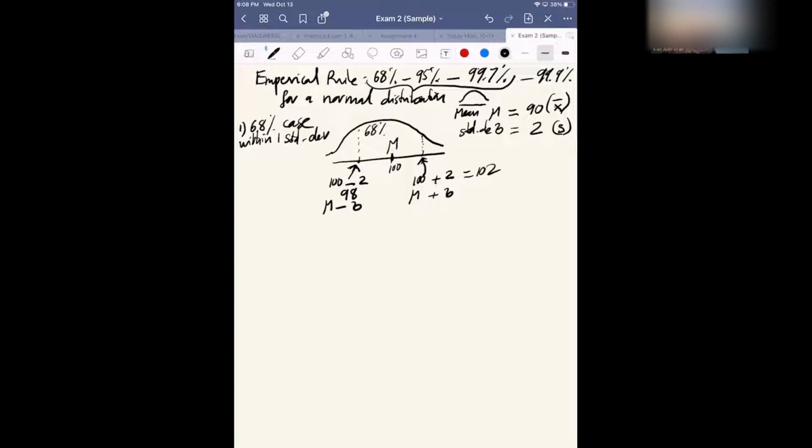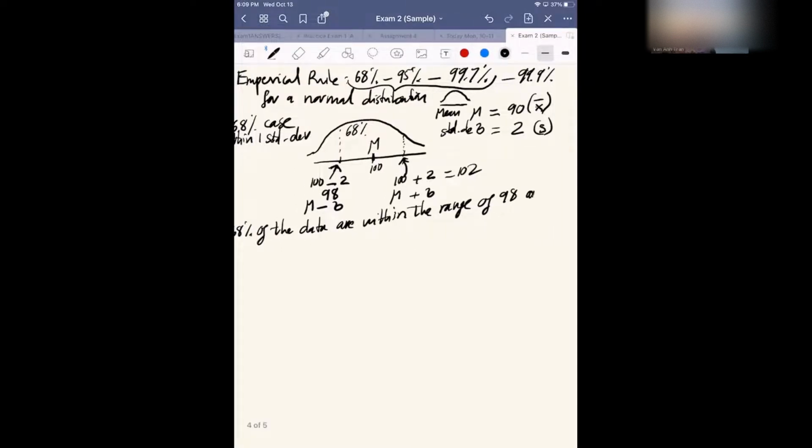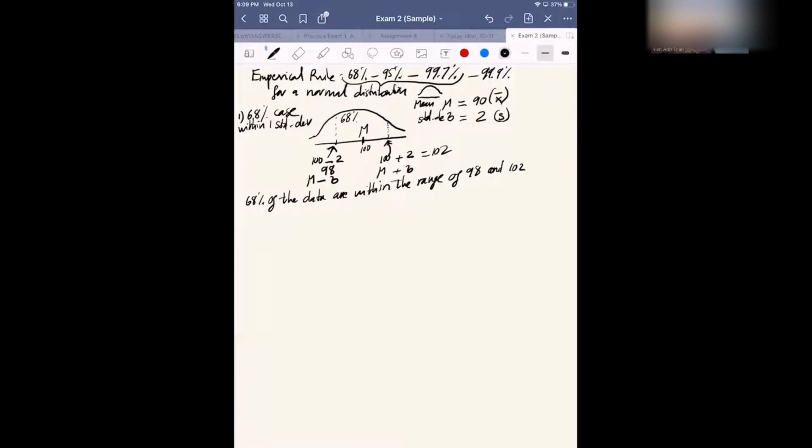So you can say that 68% of the data values, or you can say of the data, are within the range of 98 and 102, okay? And that's how you do it. If they ask you the two numbers that the 68% of the data are within, then you say that it's 98 and 102, okay? So that is the first case. All right, let's move on to the second case.